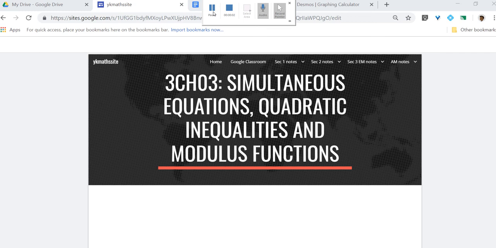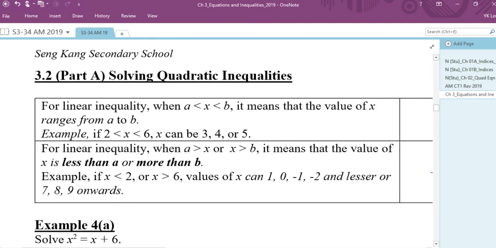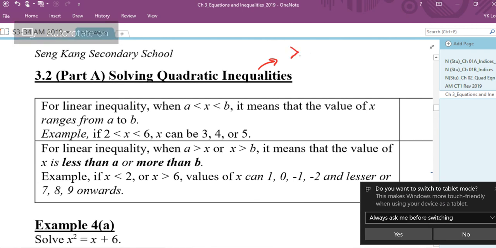Okay, still chapter 3, we have done quadratic equation. Now we go to quadratic inequality. Now let's dissect these two words. What does inequality mean? Like that, like that, like that. What does quadratic mean? Like this. Easy, which means you are only going to solve inequality that involves x squared. Now let's start.